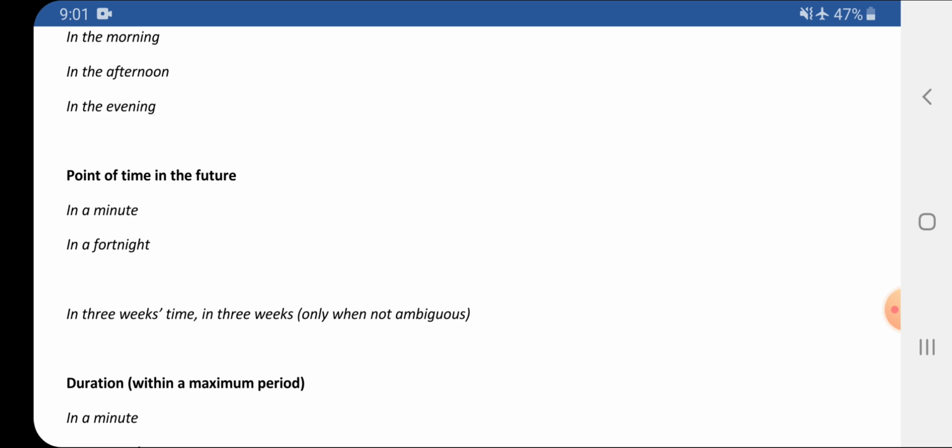Next thing is in a fortnight. Fortnight means the time of 2 weeks. So if you say in a fortnight, you mean you're going to do it in the coming 2 weeks, in 14 days. So इस तरह के structure में भी हम जो हैं we try to use the preposition in. Also we can use structures like in 3 weeks, months, years.